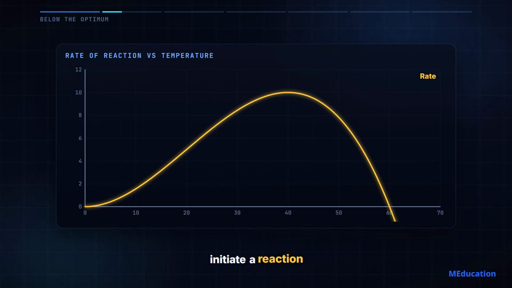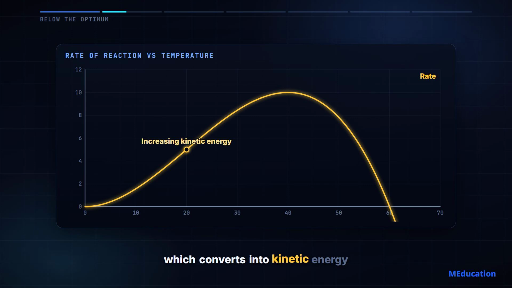When we increase the temperature, we add heat energy, which converts into kinetic energy. The molecules move much faster. This has two critical effects. First, it increases the overall collision frequency. Second, it means a higher proportion of those collisions possess the required activation energy. The result? More enzyme-substrate complexes form every single second. This creates an exponential curve upwards.